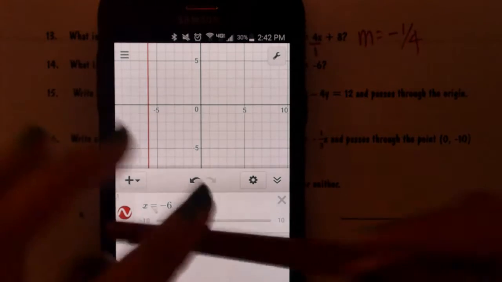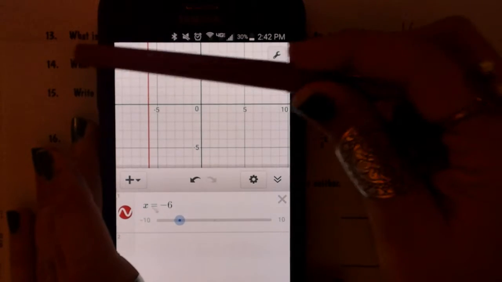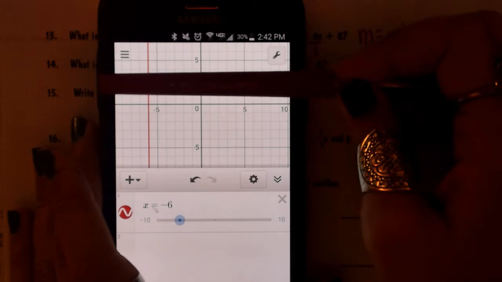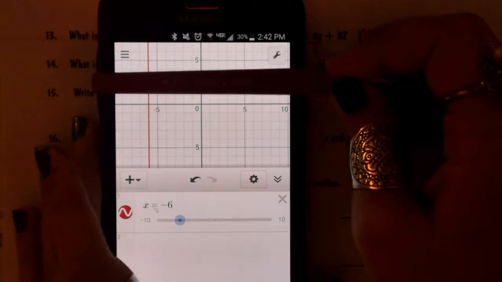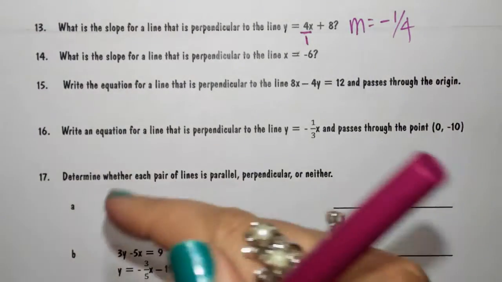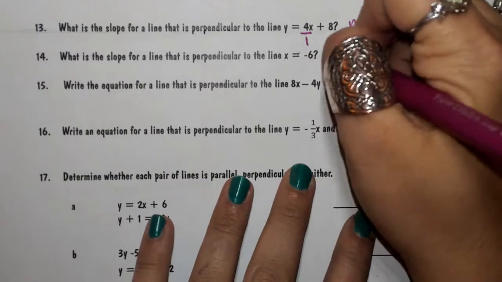That's 0. A 0 slope. I'm glad your table whispered it to you so that you would get it right. So, if it is perpendicular to a vertical line, what kind of slope does it have to have? A 0 slope. So for number 14, everybody write 0 slope.